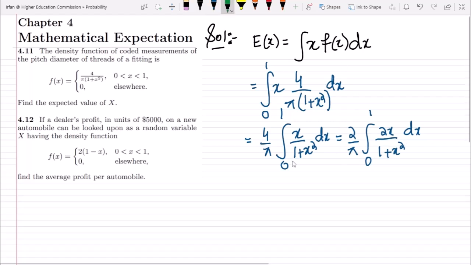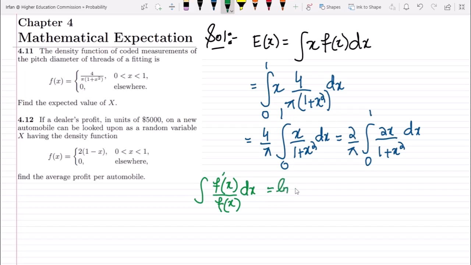Because I know the formula for integration: if we have a fractional function in such a way that the numerator is the derivative of the function in the denominator, then in finding its integration, we get the natural log of f of x. So here we will get this.